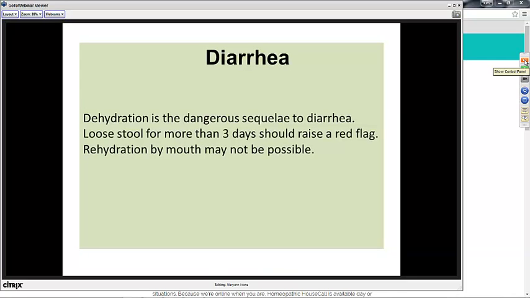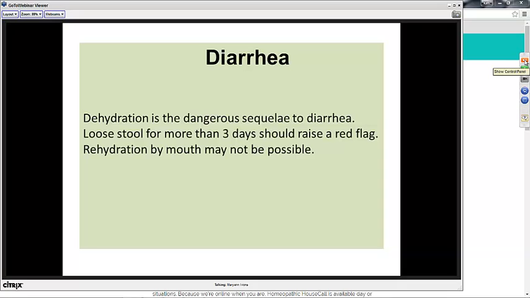Diarrhea is another one of those things, very common. But the problem is, if you have it for too long, dehydration can be a problem. And dehydration can be a problem in a number of things that we'll talk about, so you're going to hear this over and over again. Loose stool and diarrhea actually gets misdiagnosed. The definition is loose stool, more than 3 to 5 stools a day, for more than 3 days.